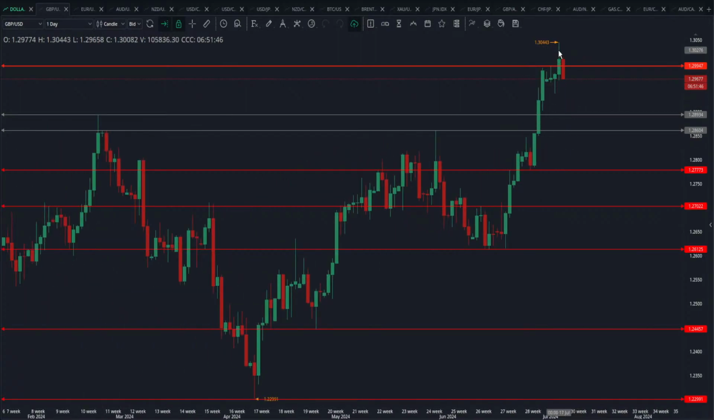So is it a sell-off? Do you think it is a sell-off? Does it look like a sell-off? Oh, it's a pullback. So to what extent can this pullback go? Actually, it can go to 1.2777.